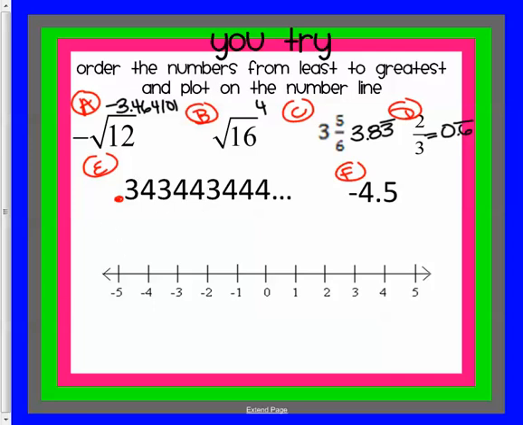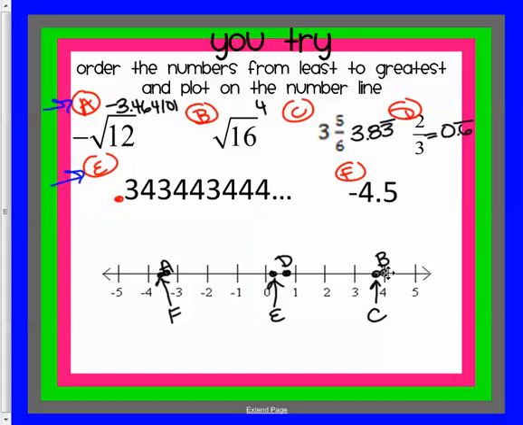So which ones are irrational? A is irrational and E is irrational because even though there's a pattern here, the 34 repeats, the 34 repeats, and then all of a sudden it doesn't repeat anymore. It goes to 43 and then 44. So this is irrational. The rest are all rational because this one terminates, this one repeats, and this one terminates. So take a look at where they fall on the number line. Okay, so A falls in between -3 and -4, but it's not quite a half.